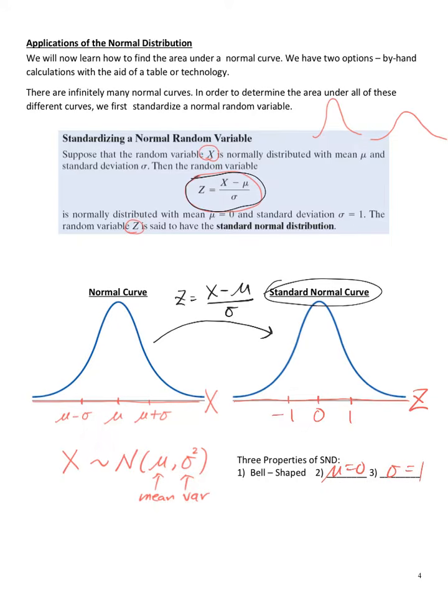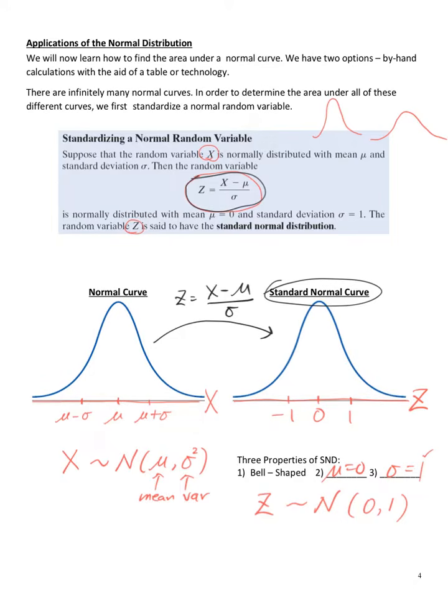Let's use the fancy notation again. We have z, the standard normal random variable, and it has a distribution called the standard normal distribution, with a mean of 0 and a variance of 1, because the standard deviation is 1, and 1 squared is still 1.